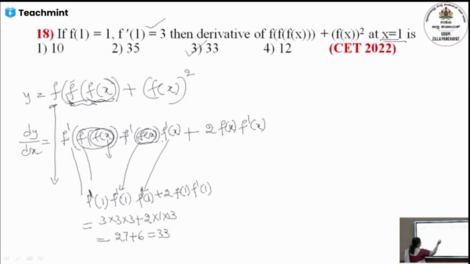So this is f of x whole square. How do you differentiate x squared? 2x. So f of x whole square gives 2 into f of x. Then you have to differentiate f of x, which is f dash x. So the answer is 32.